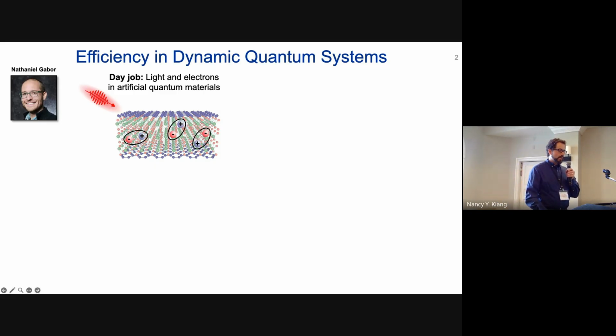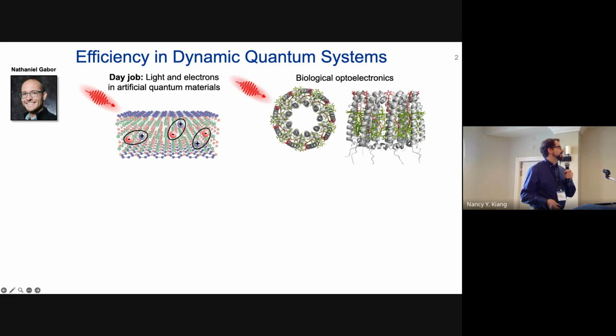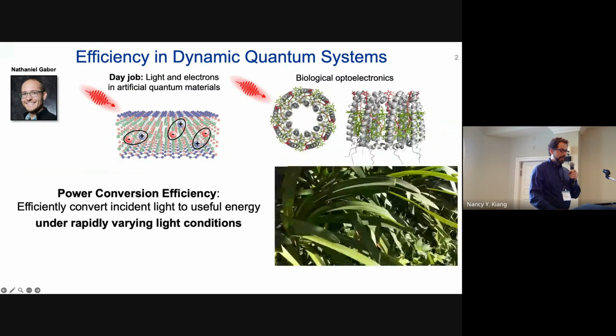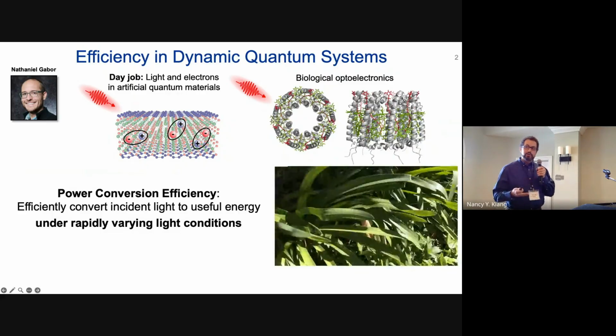Both Nathan and I work on the dynamics of quantum systems and light matter interaction, mostly in artificial systems. But we have a longstanding interest in what I sometimes call biological optoelectronics. That is, of course, photosynthesis. And the thing that interests us and our flavor of physicist is the concept of power conversion efficiency, which is how you robustly convert your instant light into useful energy, especially given that photosynthesis has to deal with rapidly varying light conditions.